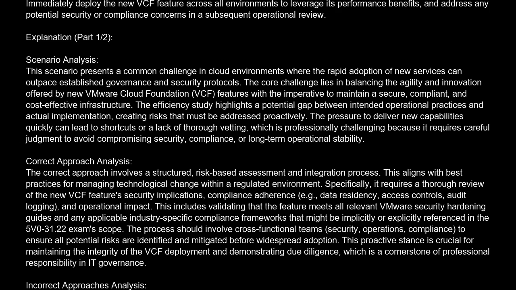This includes validating that the feature meets all relevant VMware security hardening guides and any applicable industry-specific compliance frameworks that might be implicitly or explicitly referenced in the 5V0-31.22 exam scope. The process should involve cross-functional teams, security, operations, compliance, to ensure all potential risks are identified and mitigated before widespread adoption. This proactive stance is crucial for maintaining the integrity of the VCF deployment and demonstrating due diligence, which is a cornerstone of professional responsibility in IT governance.